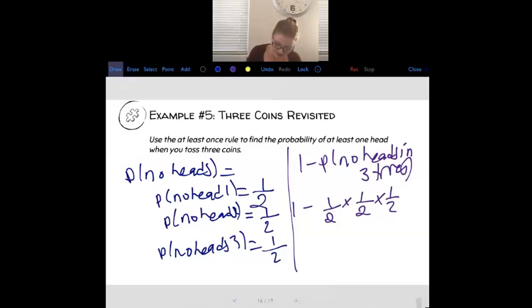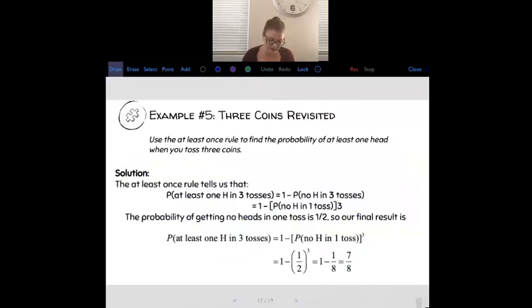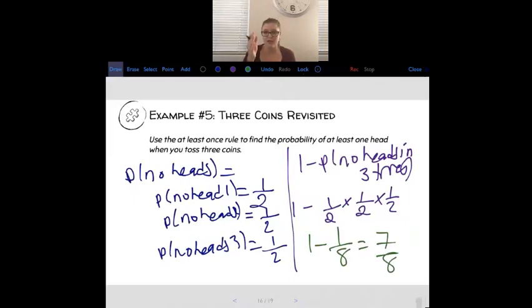Okay. And so this comes out to be 1 minus 1/8. You can put this into your calculator, but you get a final answer of 7/8 here. Okay. And again, the math is written out. The at least once rule tells us that the probability of at least 1 head in 3 tosses is equal to 1 minus the probability of no heads in 3 tosses. Okay, and so this 1/2 cubed comes from, on the previous slide I showed you, no heads on the first trial is 1/2, no heads on the second trial is 1/2, and the probability of no heads on the third trial is also 1/2.